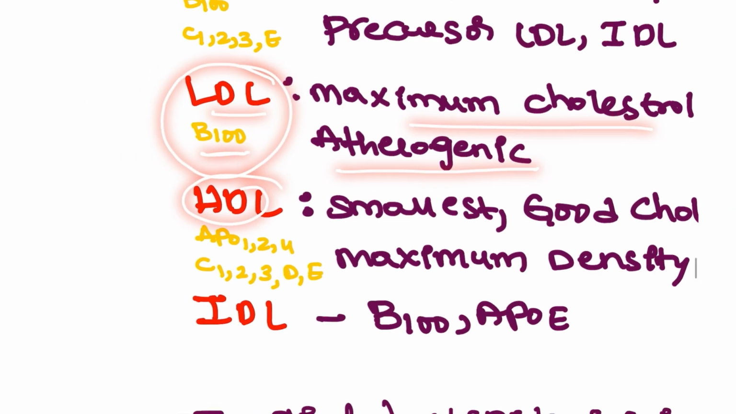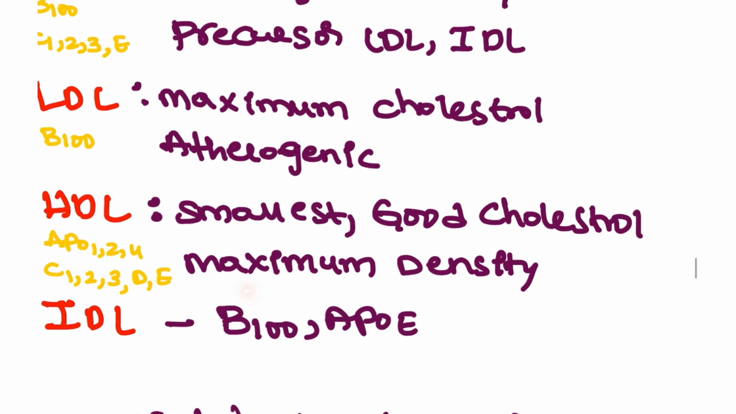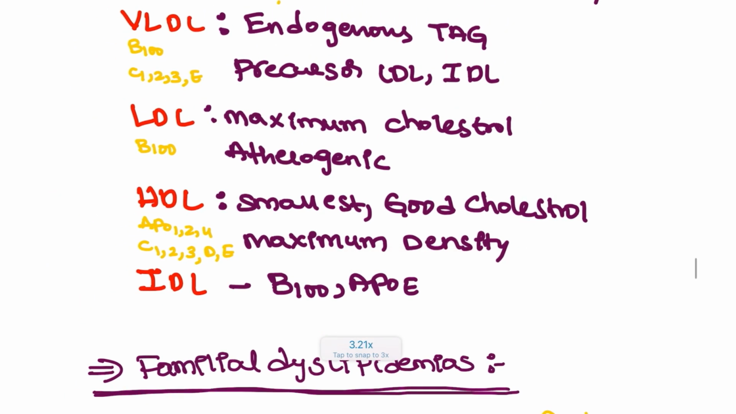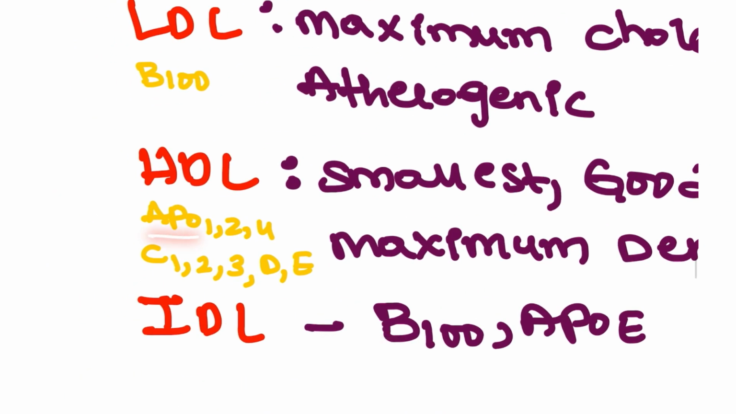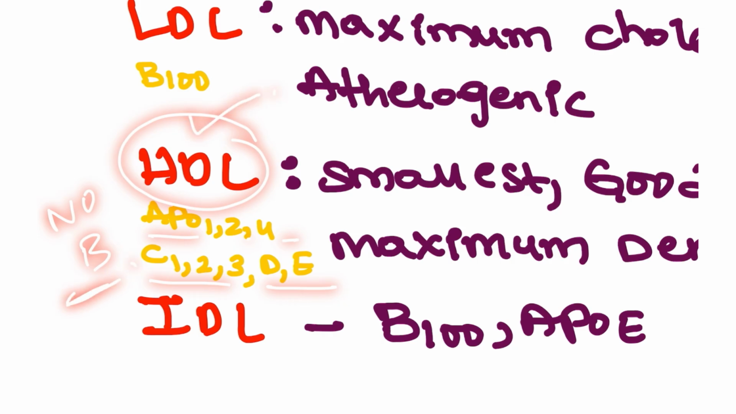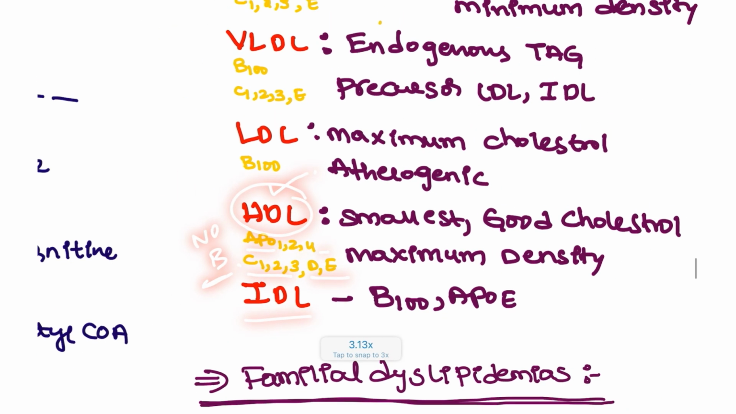Next, HDL is the very good cholesterol that we have, with maximum density and very minimal cholesterol. And what is present here? Apo A1, A2, A3, Apo C1, C2, C3 and D and E. Note down that there is no B present in the HDL. Ideally it will consist of the B100 and the ApoE.